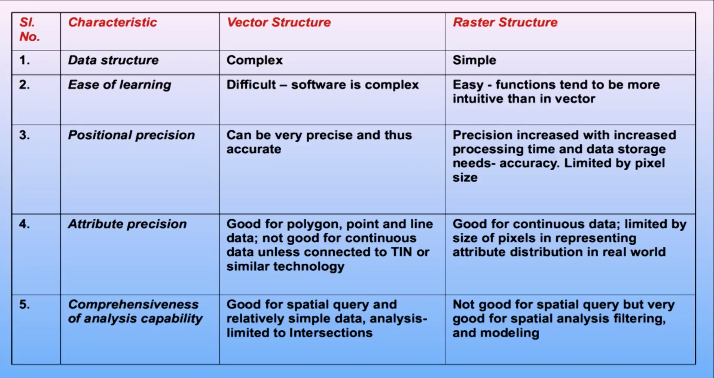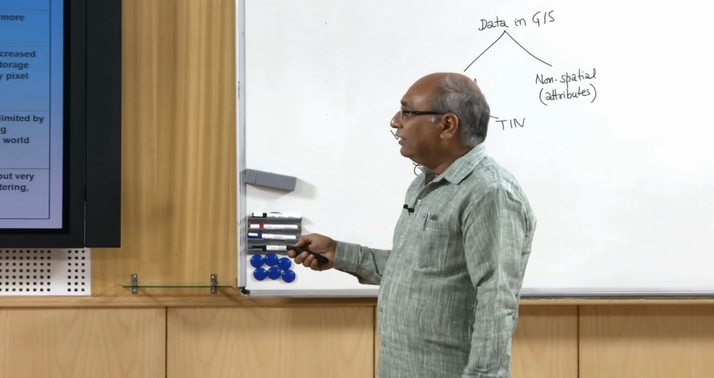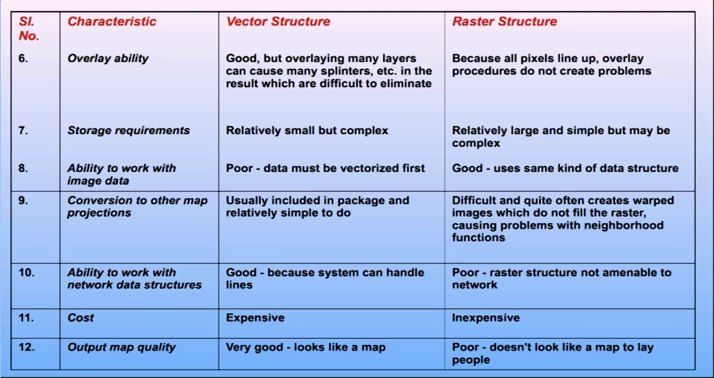So raster is a very simple data structure compared to vector, and anything which is simple is much easier to learn. So the ease of learning is accordingly such that vector is difficult, and the software is complex and expensive, whereas raster software is much simpler.